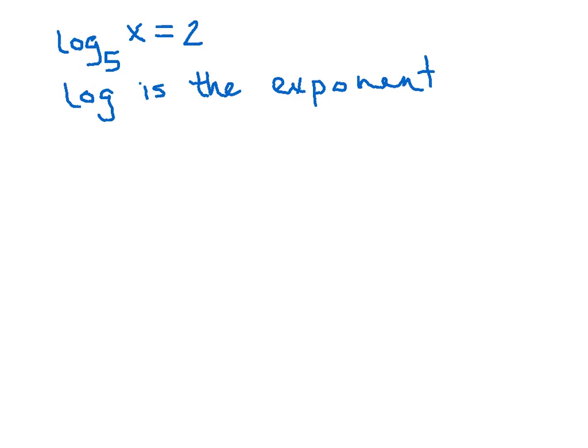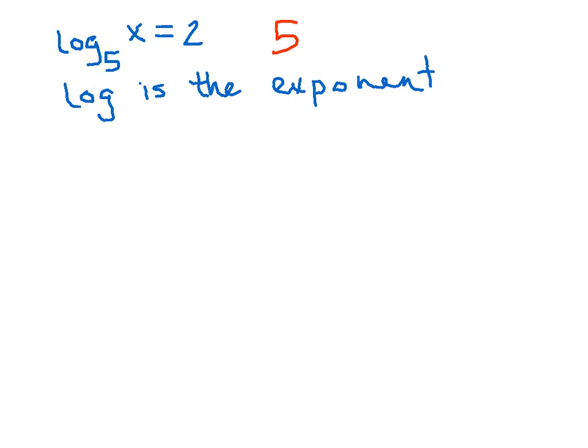What I need to remember, Claire, is that the log is always the exponent. So this 5 here is my base. That's the key. It's the base of this log, and it's also the base when it comes time to rewriting it as an exponent. So when I rewrite this as an exponent, I get 5.